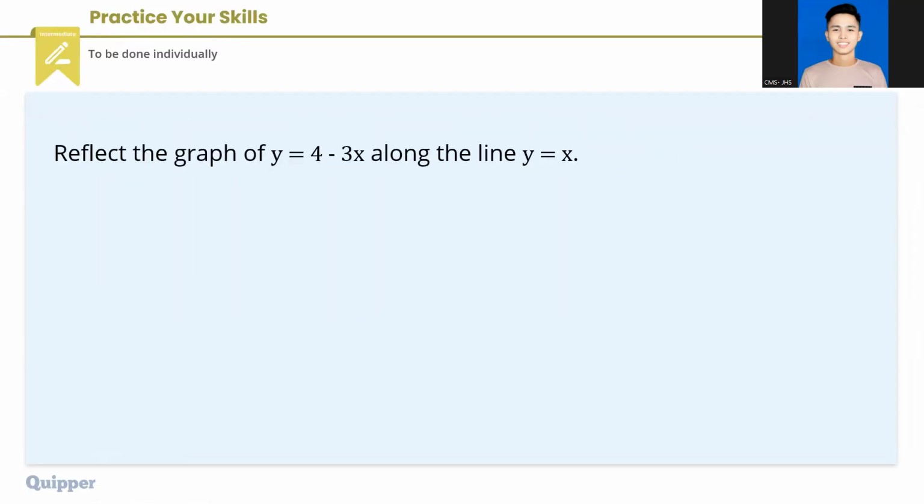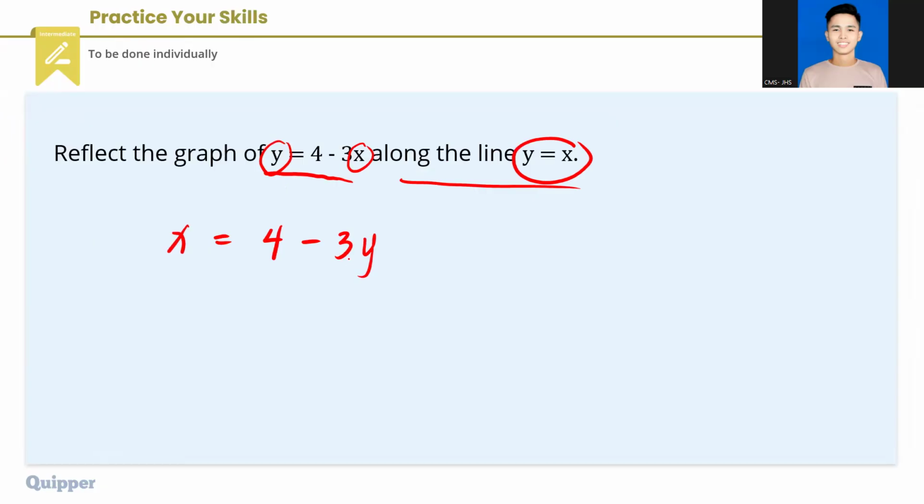Reflect the graph. Okay, let's have this. Reflect the graph of y equals 4 minus 3x along line y equals x. So how do we do this again? We need to switch the positions of x and y. So this is the original equation. We will reflect along y equals x. So y now will become x, and then equals 4 minus 3y. You change x with y. We're doing this process if we are reflecting along line y equals x.